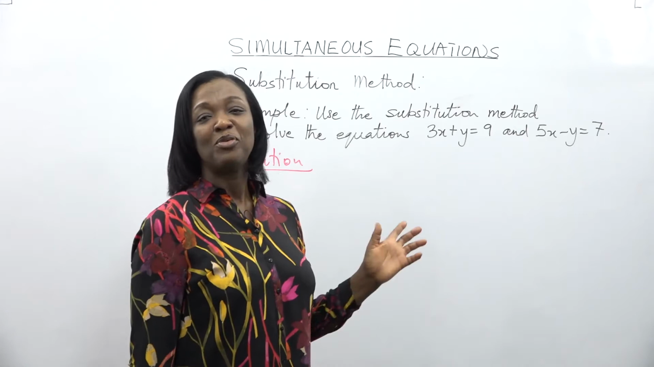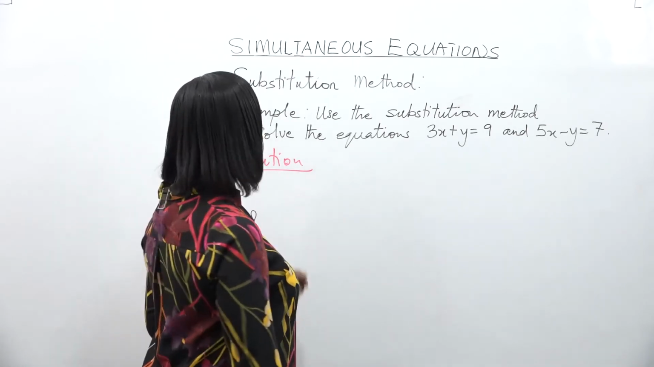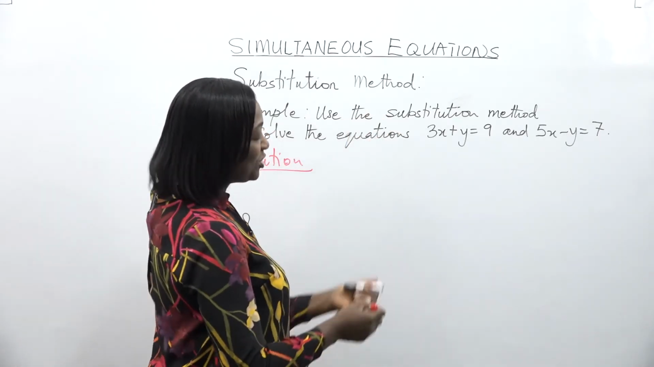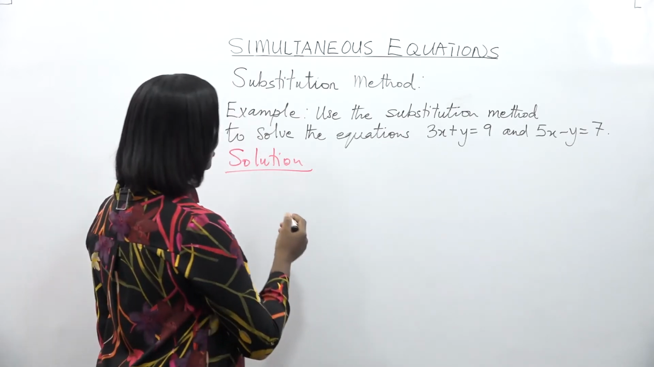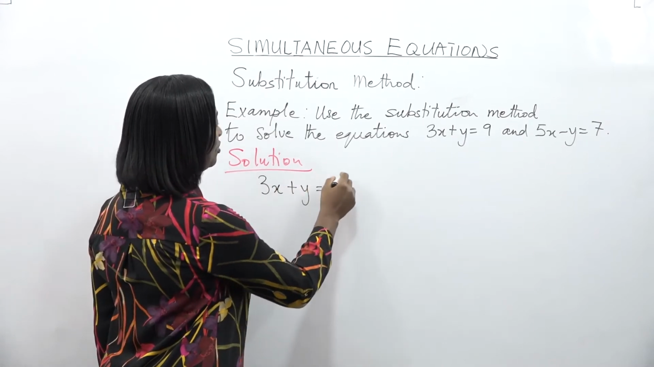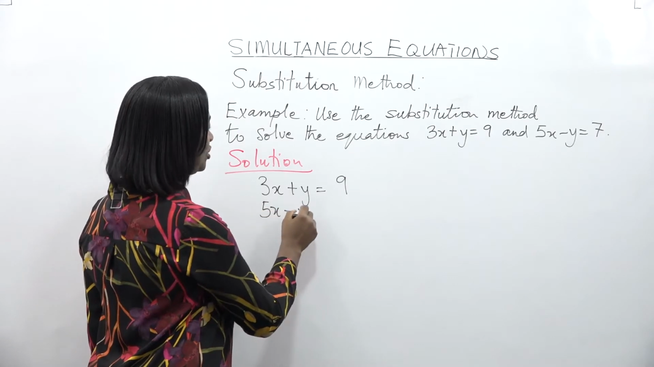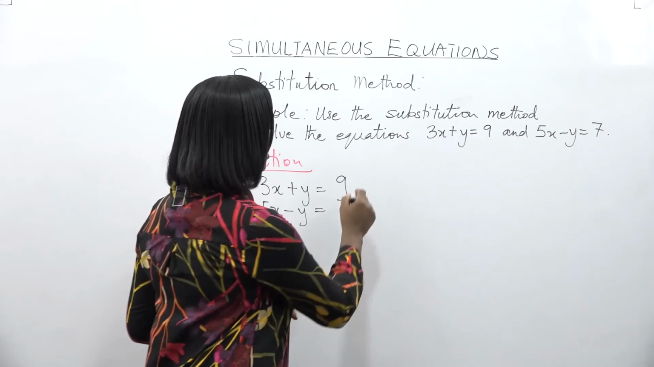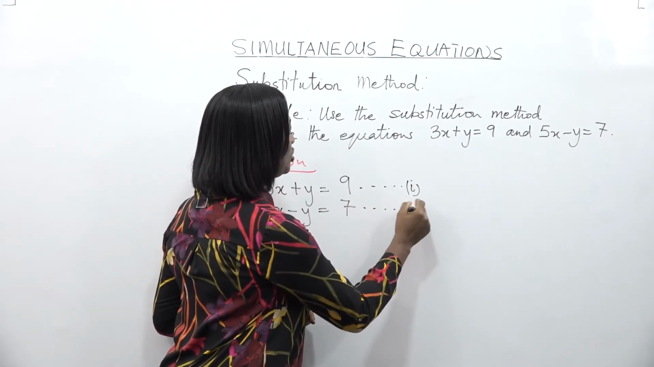In this example, we want to solve simultaneously using the substitution method. Use the substitution method to solve the equations 3x plus y is equal to 9 and 5x minus y is equal to 7. 3x plus y is equal to 9. 5x minus y is equal to 7. This is our equation 1, and that's equation 2.